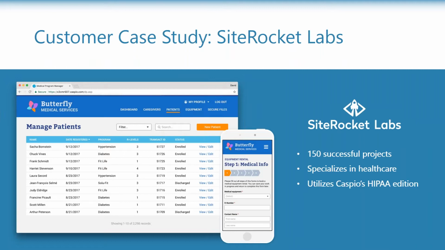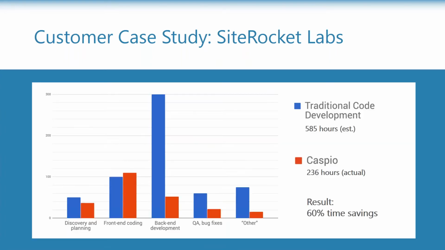That's very powerful to be able to quickly log in and make updates, even if you're somewhere else in the world. Now, Site Rocket Labs also did a comparison between Caspio versus traditional development, and they quickly realized that from the discovery and planning stage of an app all the way until completing the app, they were able to cut down on development time by 60%. Now, those are huge savings. And in today's webinar, you will see how companies and business users are able to cut down on development time, all thanks to Caspio's easy-to-use platform.